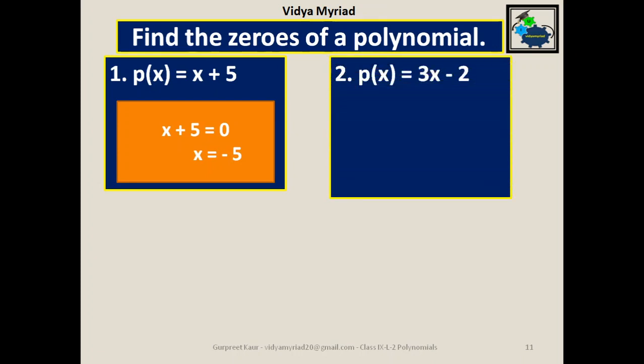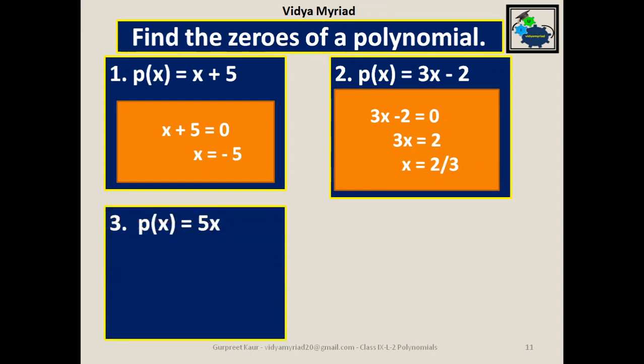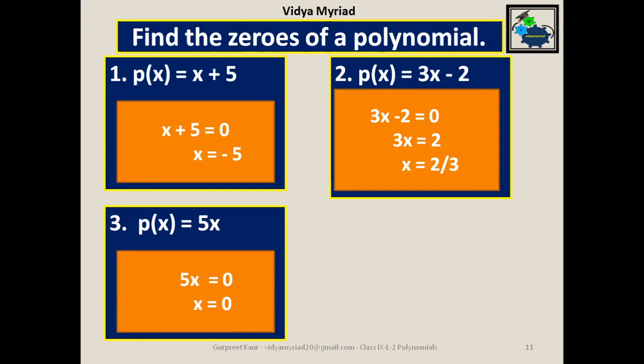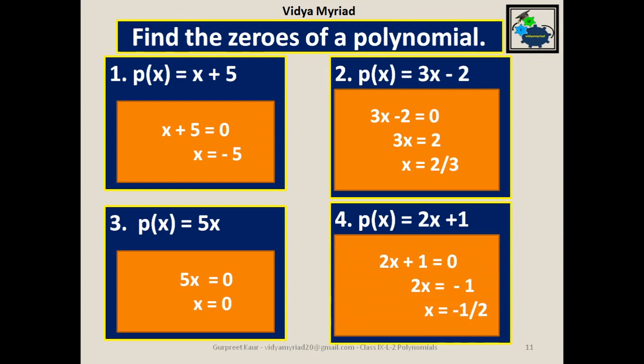Next case, p(x) is equal to 3x minus 2. I will equate this equal to 0 and x comes to 2 upon 3. Next example, now here p(x) is equal to 5x. Now 5x is equal to 0, so x will be equal to 0 only. Next, p(x) is equal to 2x plus 1, which is equal to 0. When I equate, x comes to minus 1 by 2. So like this we will find out the zeros of a polynomial.